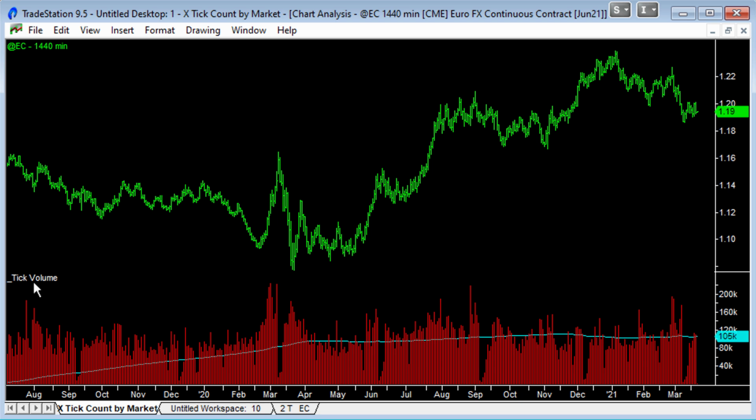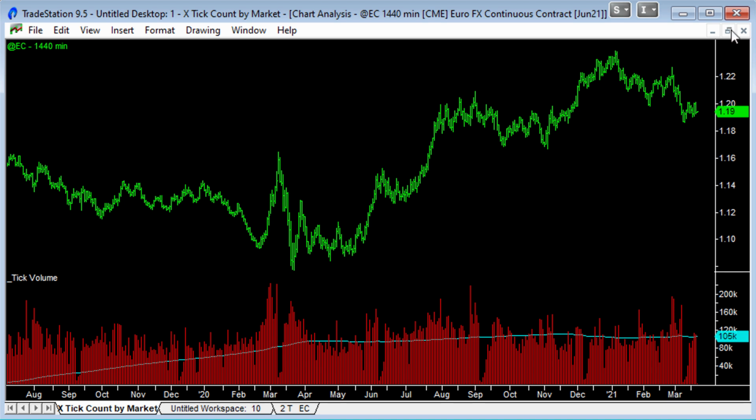And I've got a little indicator which is a tick volume indicator. It just calculates the number of ticks going through on that chart and then puts on a 200 bar average. So what this is telling me is over the last 200 trading days for the euro futures contract, on average during a day, there have been 105,000 trades or 105,000 ticks.